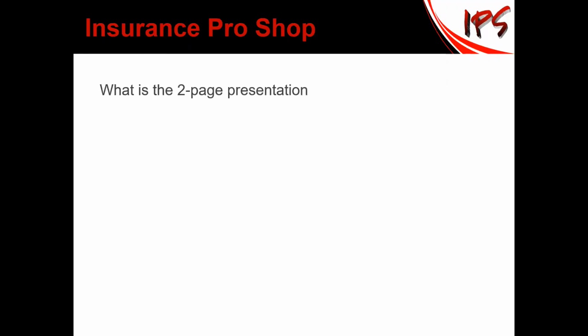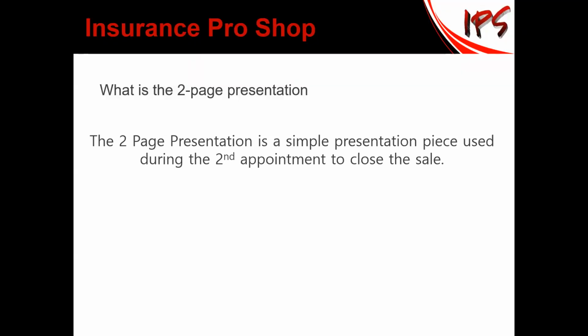All right. So let's start with what the two-page presentation is. Now, I wish I had some fancy name for what we use for our closing piece. You've heard of them called financial blueprints before, financial presentations. Ours is really what we call our future planning summary. And it's a 2 or 3 page document that helps the client see what we're trying to help them do.